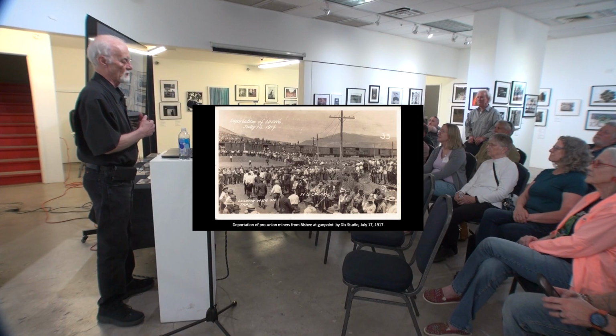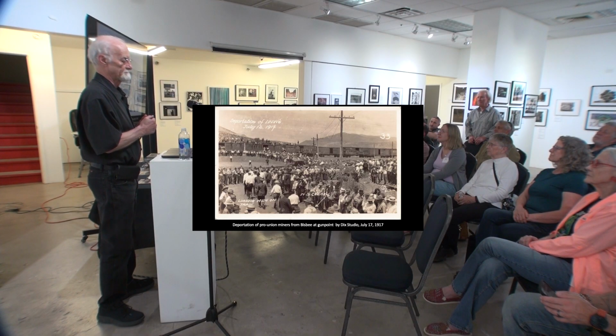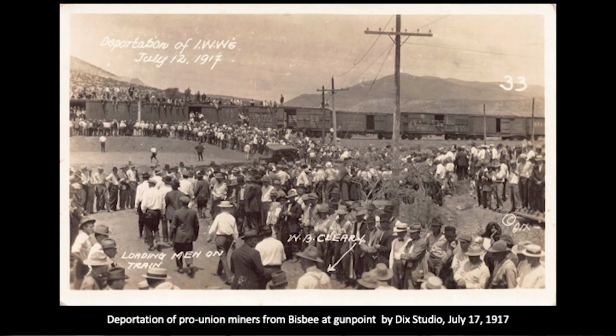This is the Bisbee deportation in July. Sorry, there's a typo in my notes here, but July 1917, there were union organizers trying to organize the union, and the mines and the government were against the union. They had union organizers that came out from the International Workers of the World, the Wobblies, and there was a major conflict. So on July 17th, in the middle of the night, they deputized a bunch of people.